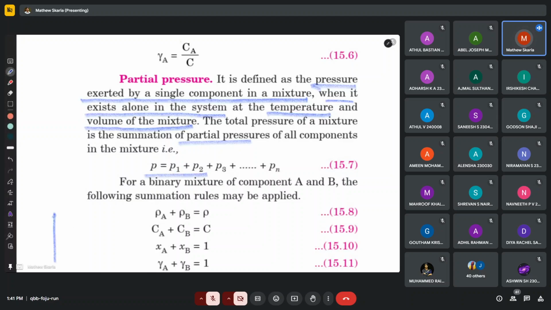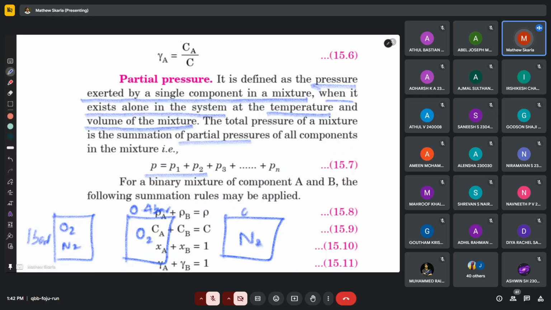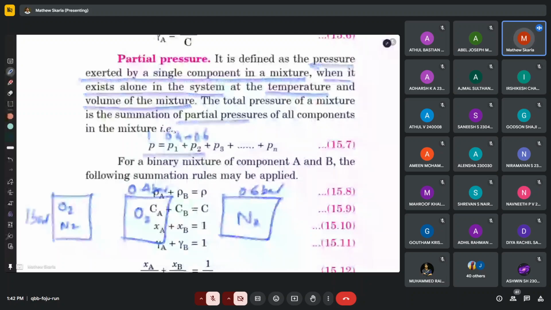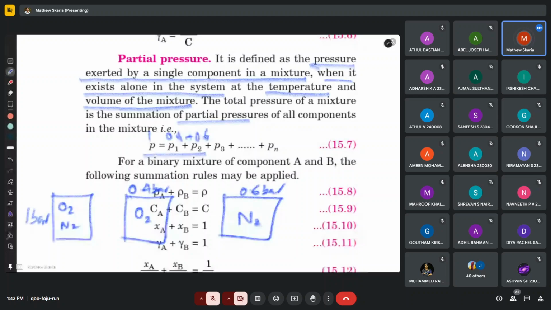So if a mixture has a pressure of 1 bar, and it has oxygen and nitrogen, when oxygen exists alone it will exert a 0.4 bar pressure. When nitrogen exists alone, it will exert a pressure of 0.6 bar. So 0.4 plus 0.6 is 1 bar. So 1 is equal to PO2 plus PN2, that is 0.4 plus 0.6. If there are many more gases, we can have P1 plus P2 plus P3 plus P4 up to Pn, that is n number of gases present in a mixture.